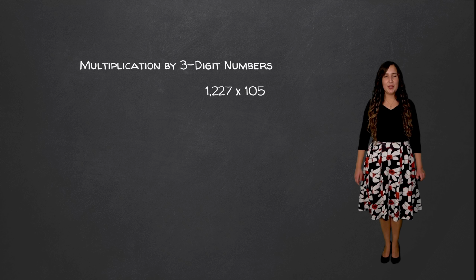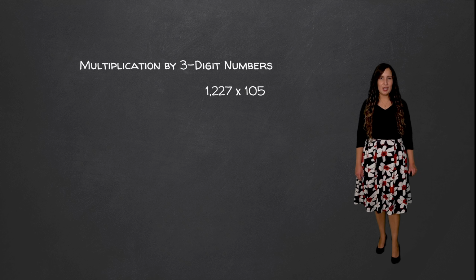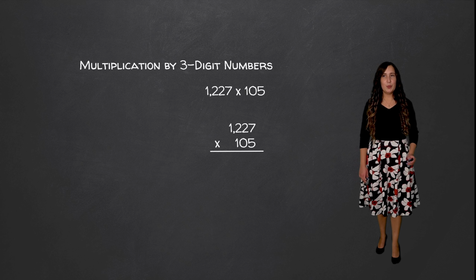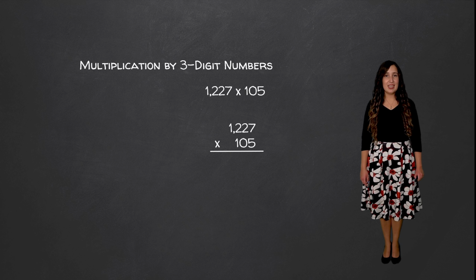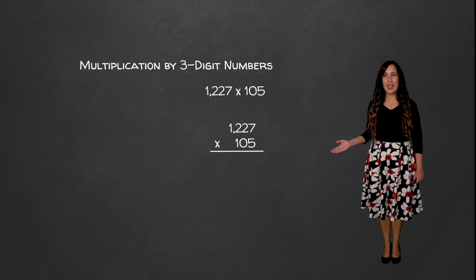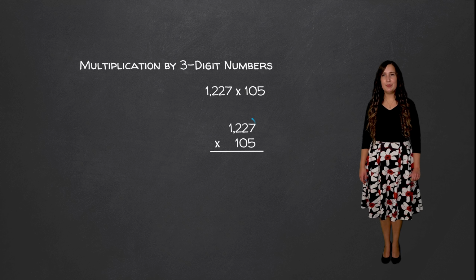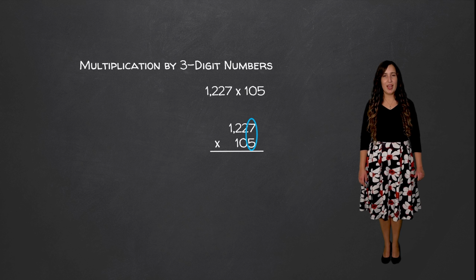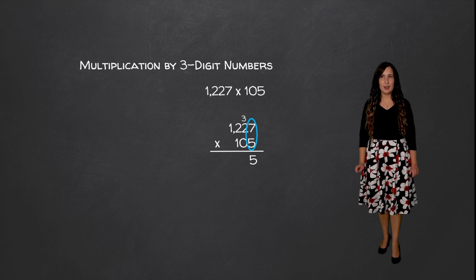So let's move on to our next example. 1,227 times 105. So we're going to write this vertically and make sure the number with the most digits is on top. And then we're going to go ahead using 105 and multiplying it by every value above it, starting with the 5, then the 0, then the 1. So starting with the 5, 5 times 7 is 35. We're going to bring down our 5, carry over our 3.